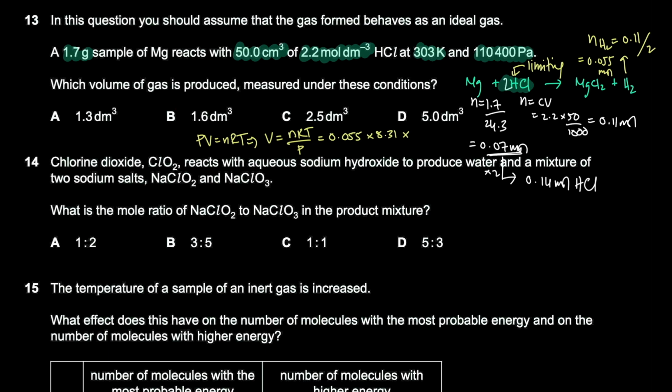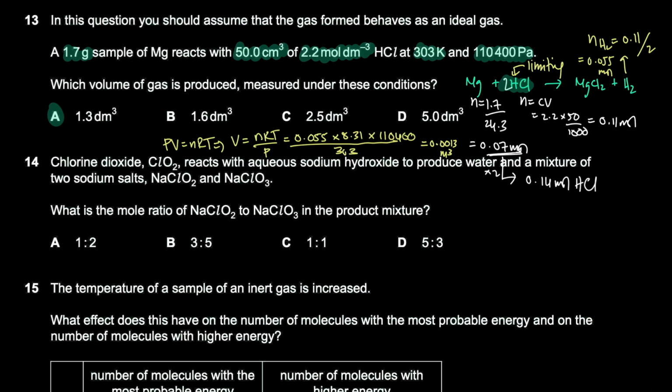The pressure is in pascals, right? We have to take SI units in this expression, and the temperature is 303. So this comes out to 0.0013 meter cube. To convert to decimeter cube, we just multiply by 1000, and that gives us 1.3 decimeter cube.